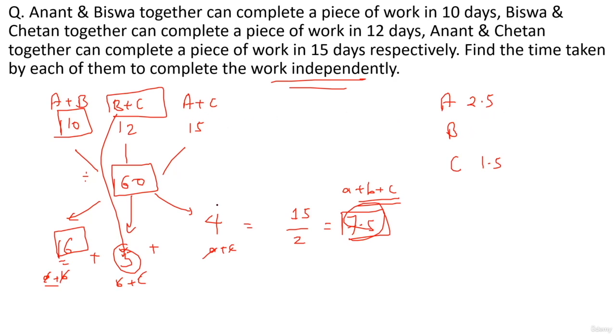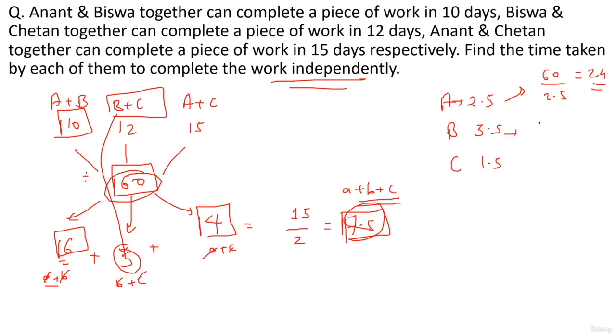Similarly, A and C together, it's 4 units per day. Okay, all three together is 7.5. So B alone is 3.5 units per day. Okay, A 2.5 units karta hai daily. Okay, work kitna karna hai? 60. So how much time will A take? 60 divided by 2.5. This comes out to be 24 days.